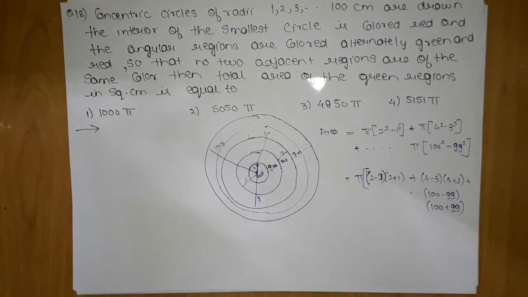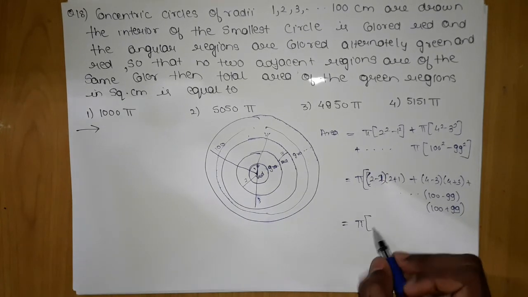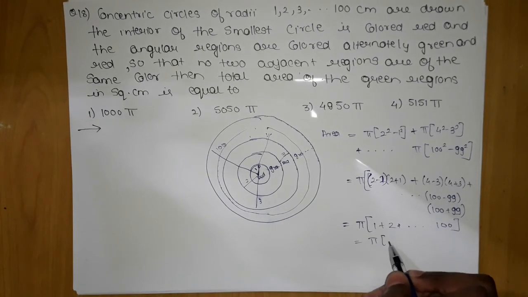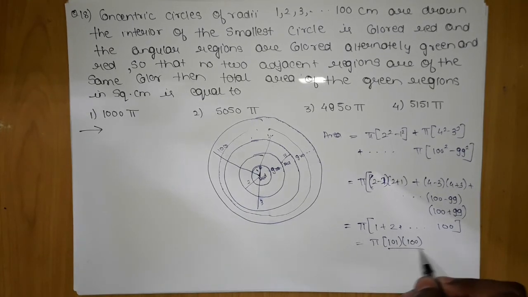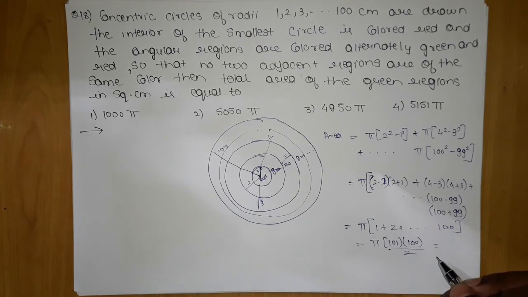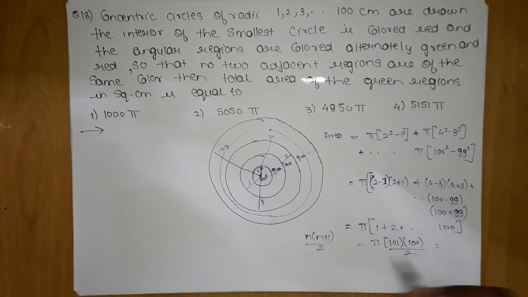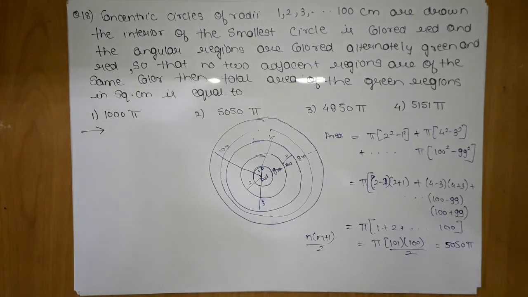They will become 1. So this will become pi into what? 1 plus 2 plus 3 till 100, which will give me my answer. Pi into 100 into 101 by 2, applying the formula n into n plus 1 by 2. Since we have done so many problems, I don't think I have to write the formula, but I have written it, use this formula. After this my answer will be 5050 pi. So this is our answer.